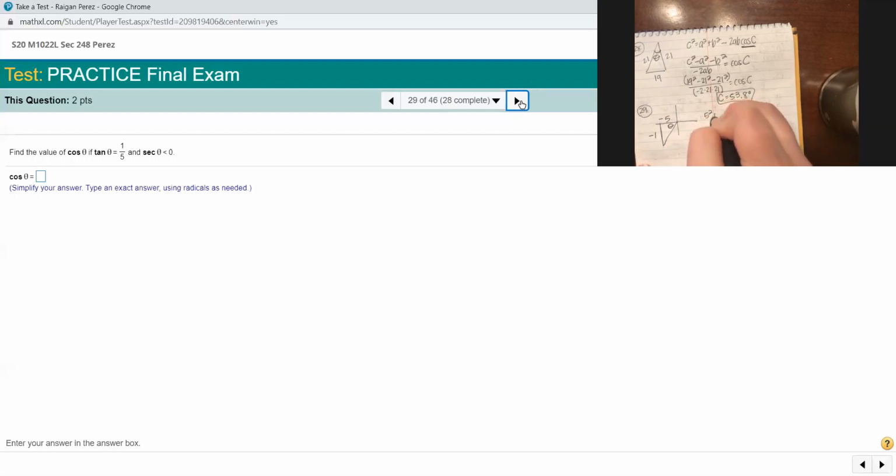So 5 squared plus 1 squared is 25 plus 1, which is equal to 26. So this is the square root of 26. And cosine of theta is adjacent, negative 5, over hypotenuse, square root of 26.